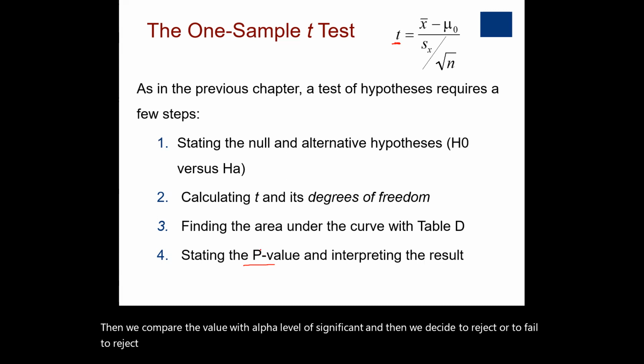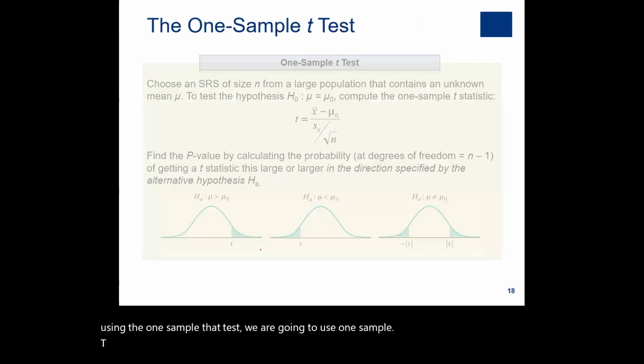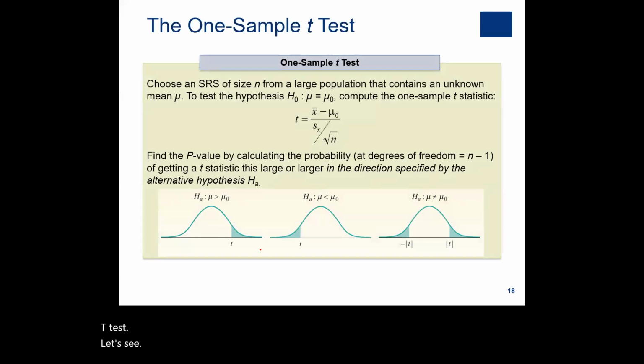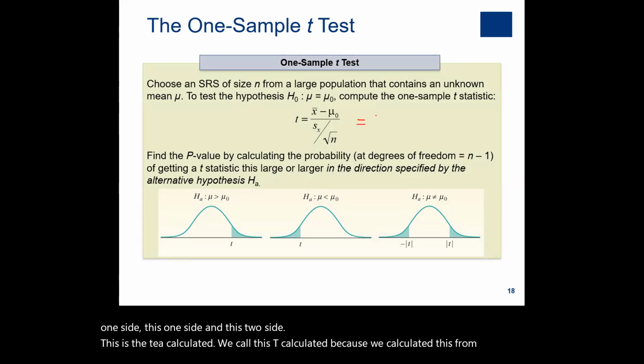Same procedure we used before in section 6.2, just instead of using the one sample Z test, we are going to use the one sample T test. Same as before, we have three cases: case one, case two, and case three. We call this one side, and this two side. This is T calculated. We call this T calculated, or T cal, because we calculated it from the sample.